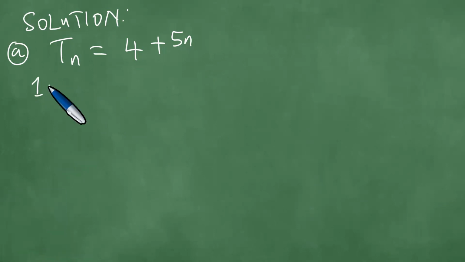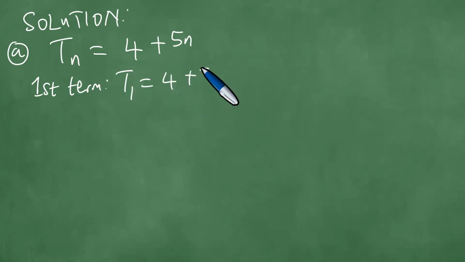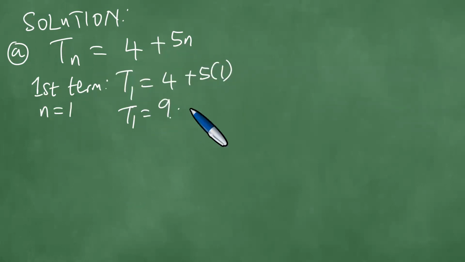Right. So they've given the formula and they're saying find the first term, which is T1. So the first term means what? Means n is 1 in this. So we put 1 in the place of n. So it becomes t sub 1 equals 4 plus 5 by 1, and then it becomes 4 plus 5, which is 9.